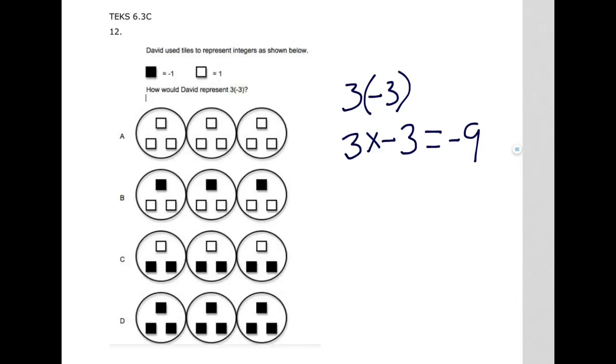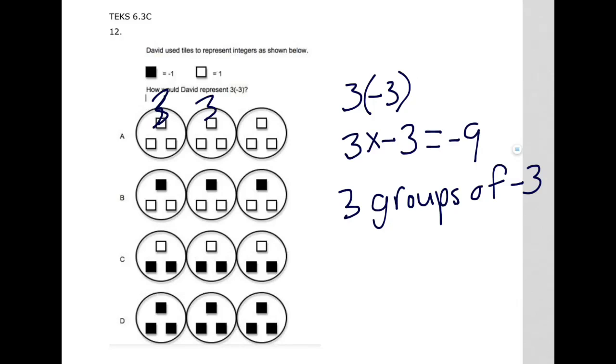I can also think of this multiplication as 3 groups of -3. So 3 groups of -3. So when I look at the first one, all of these are white tiles. And if I count 3, 3, and 3, that's going to equal 9.